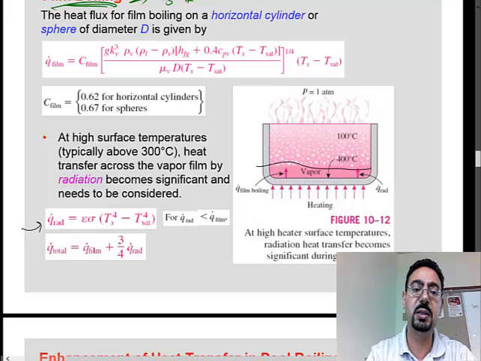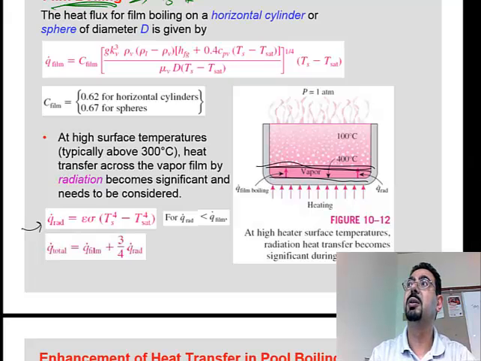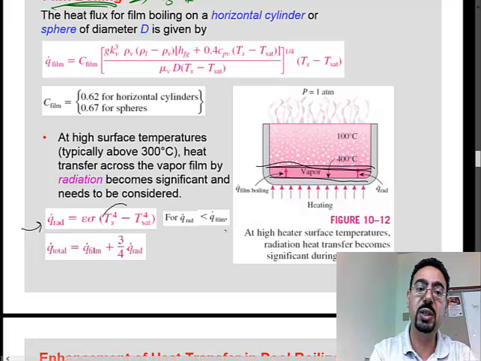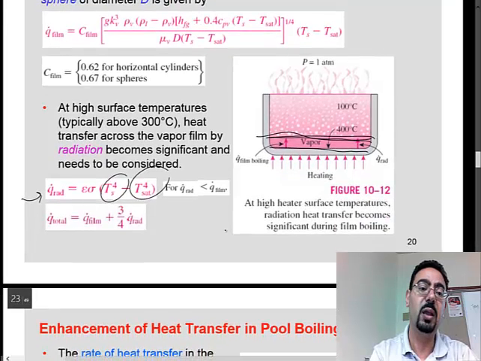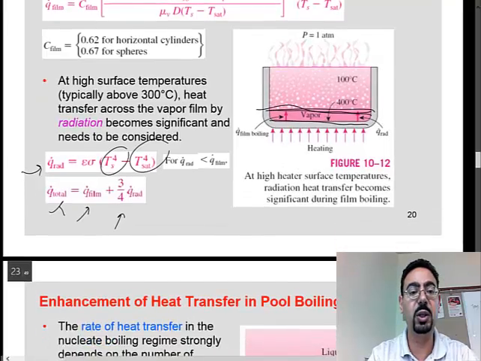And look at this. This is the radiation per unit area. So it's as if the base over here is surrounded by this water. All the radiation leaving the base goes to the water through the vapor. Right? So TS to the power 4 minus T saturation to the power 4. And we said that the Q total will be Q film plus 3/4 of that Q radiation.